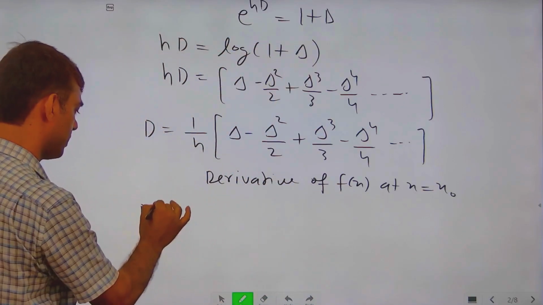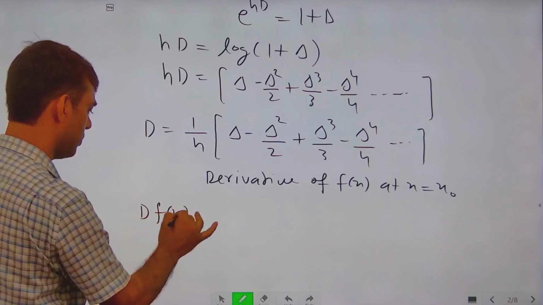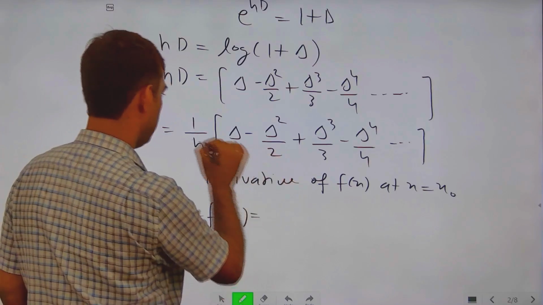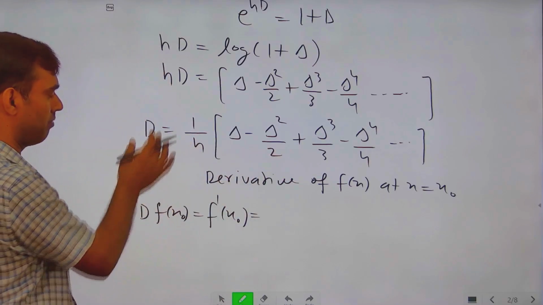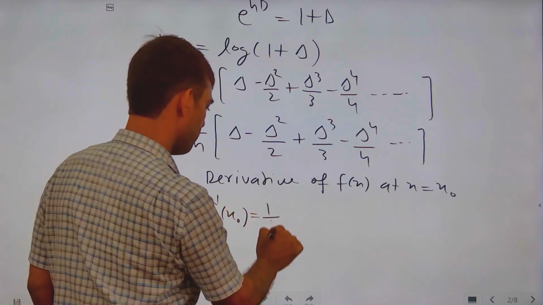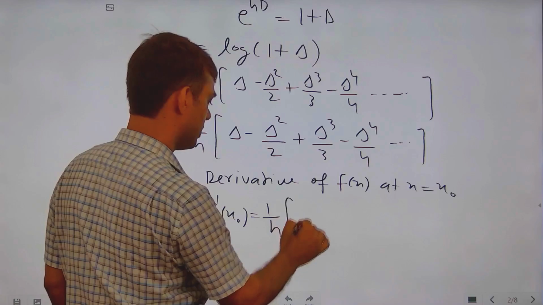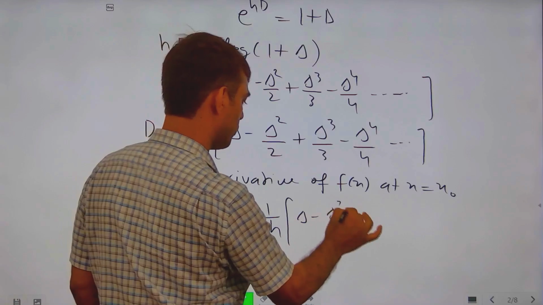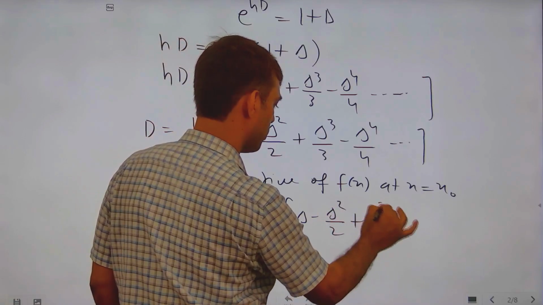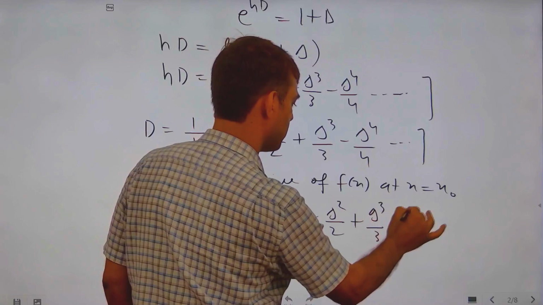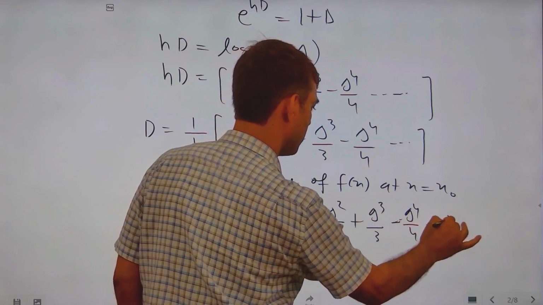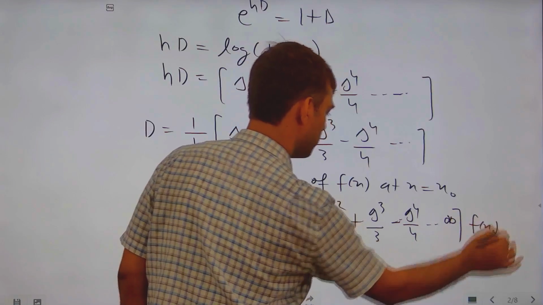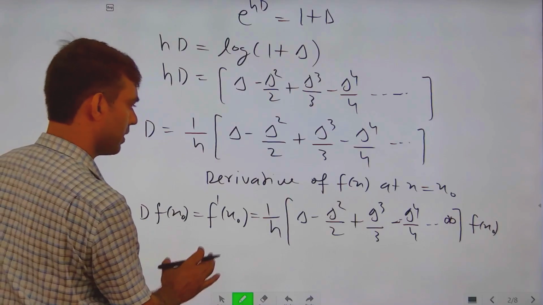D of f(x0) equals f dash x0 equals, if we operate here on f of x0, 1 upon h, this becomes what? Here we operate on f of x0, then we write delta minus delta square upon 2 plus delta cube upon 3 minus delta 4 upon 4, and so on up to an infinite number of terms. Here we operate on f of x0, then what will happen?